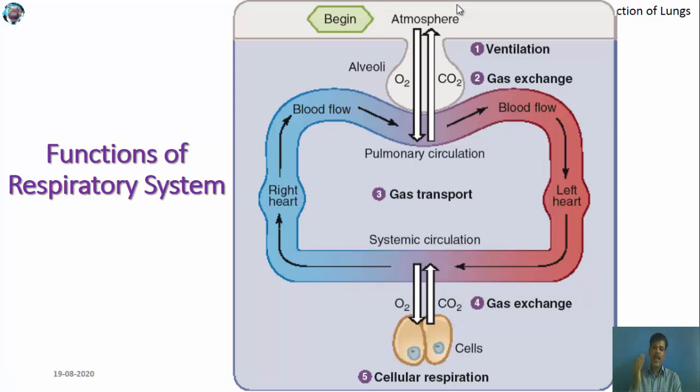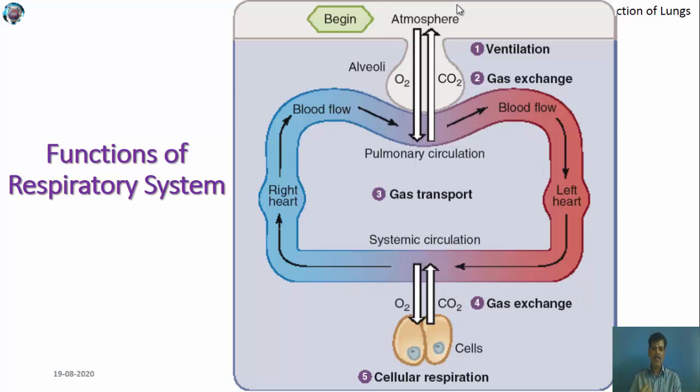And why do the cells require oxygen? Because they have to carry out cellular respiration. In physiology we are studying organism respiration, the pulmonary respiration we are discussing. But why does the cell require oxygen? It has to undergo a respiratory process for metabolic reactions, for energy production. For that purpose it requires oxygen. That is what cellular respiration means.